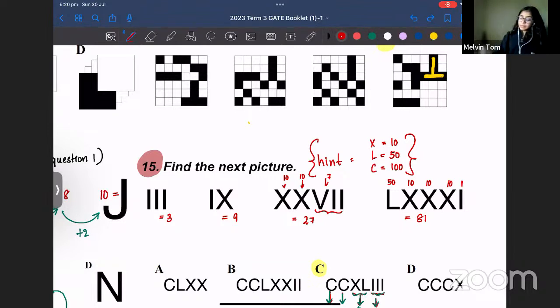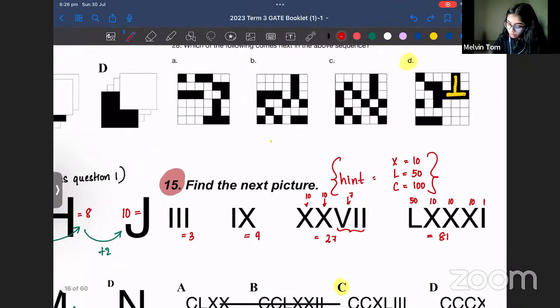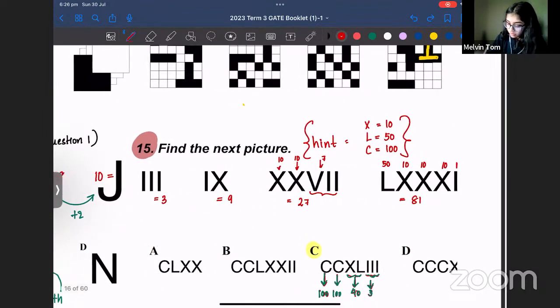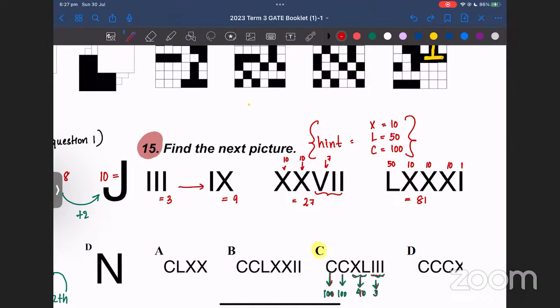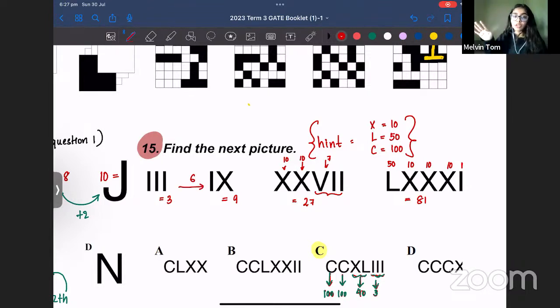Okay. So the first Roman numeral is number 3. Second Roman numeral is 9. And third one is 27, and the fourth one is 81. Now, let's see the pattern between them. From 3 to 9, it is a difference of 3. Sorry, my bad. What's the difference between 3 and 9? 6. Yes. My brain just stopped working for a second.